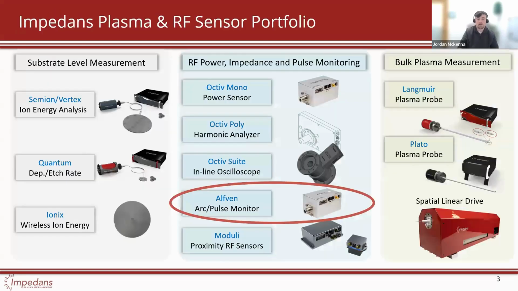So to dive right in, the Alpha is one of our VI probes. What that means is our voltage current probe, which is put in the RF line. Now we have a wide range of products, and if there's anything here that catches your eye, let us know. We can talk about that on another date. But today we're just going to be looking at the Alpha for arc detection.